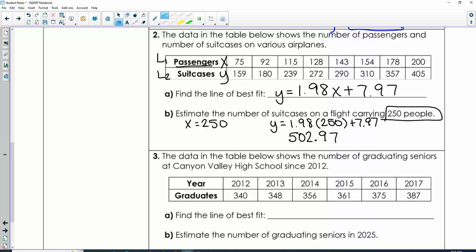Now, if I'm trying to check if this is reasonable, what does Y represent? Suitcases. Can you have 0.97 of a suitcase? No, you either have a suitcase or you don't. So what would I round this to for my final answer? So we would have 503 suitcases. Just because we know it wouldn't be reasonable to have a partial in this case. So we could round our answer to give the most accurate thing possible.